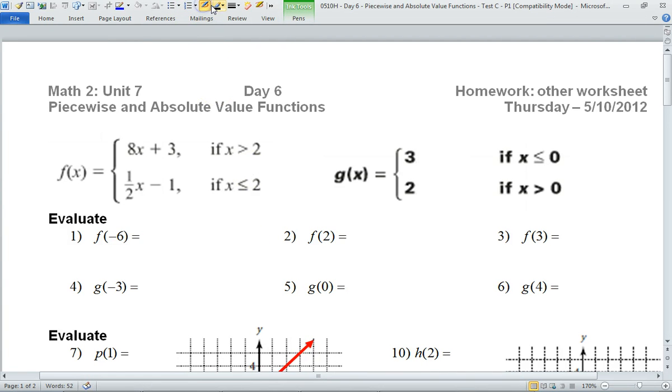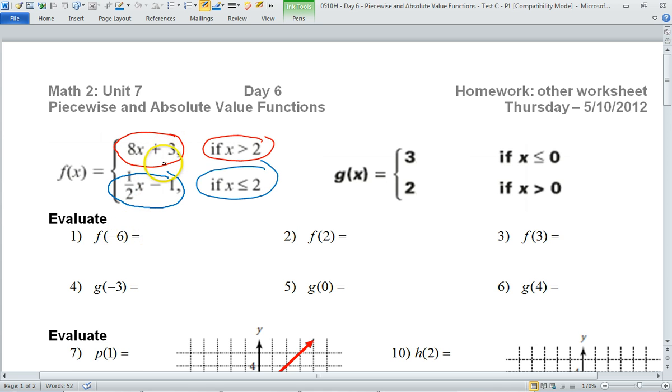All right, if you're going to evaluate, and we have to use these equations up here, it's all about knowing which one of these two equations we're going to use. It goes by this part. If the x value is bigger than 2, we're going to use the top one. If the x value is less than or equal to 2, then we're going to use the bottom one. That's how you tell. So, -6.